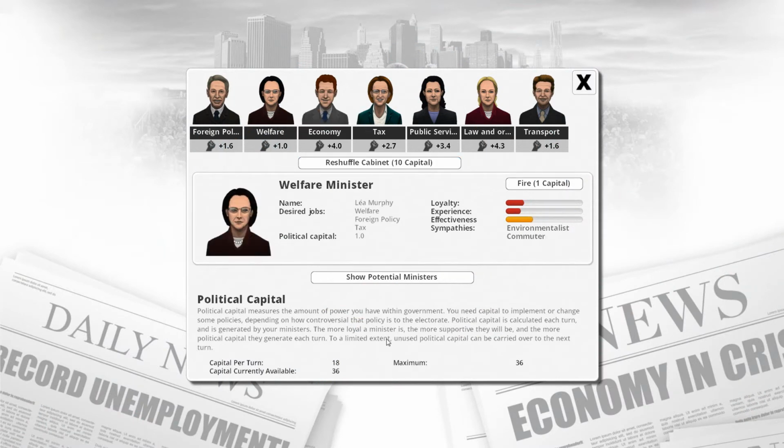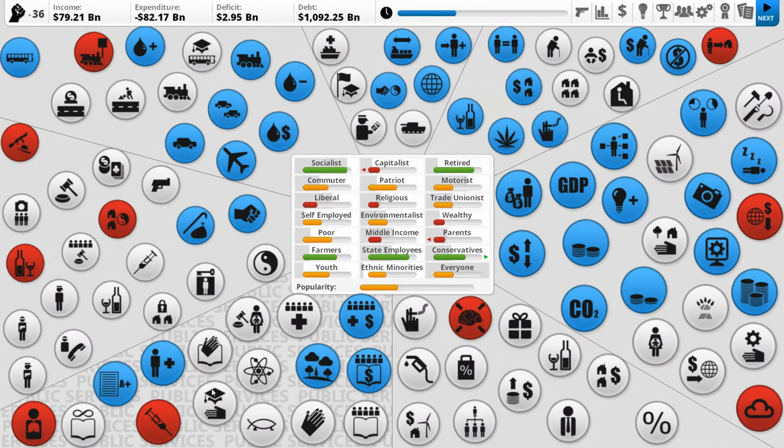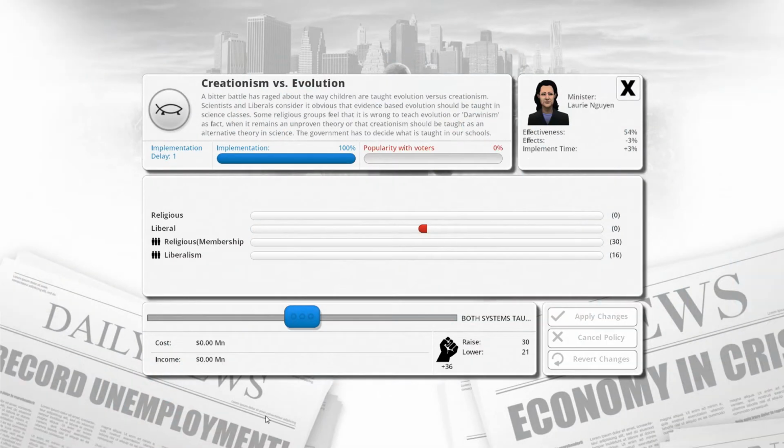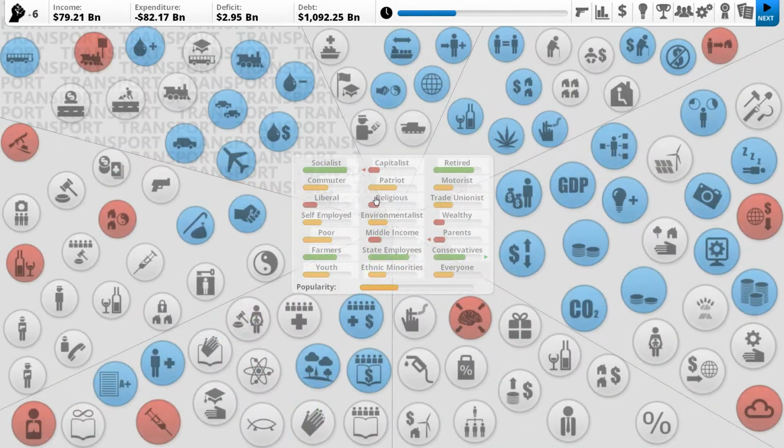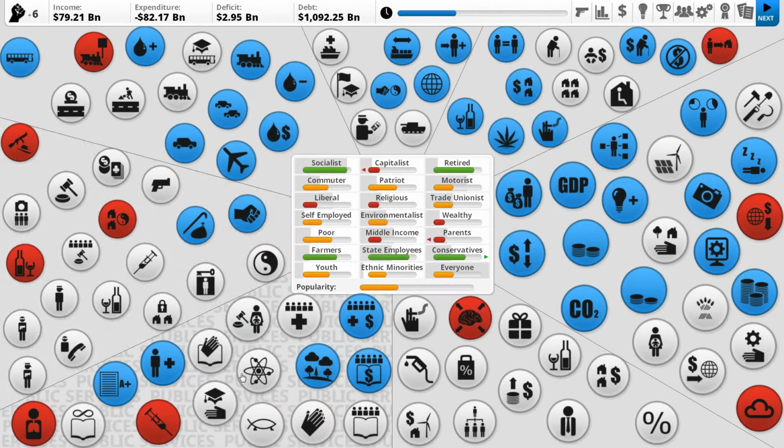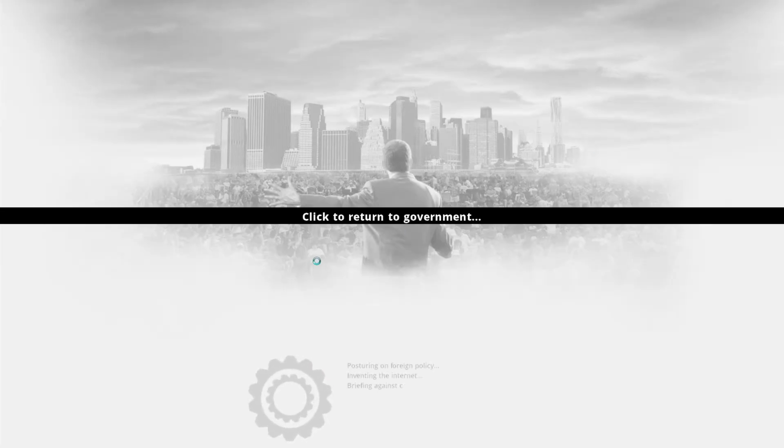Lee Murphy, welfare, only giving us one. Her sympathies are with environmentalists and commuters, which we haven't really touched yet. I kind of need the points this turn, so I'm not going to touch that. We can finally raise this to really please the liberals, and increase liberalism, while reducing religious membership by a great amount, which is kind of nice, because they're already fairly low. I'd like them to get lower, because they're tough to please. The game does kind of have a leftist slant. You might be able to tell.